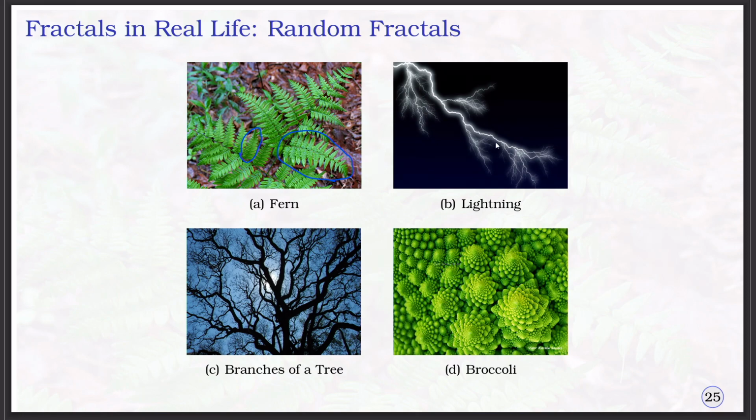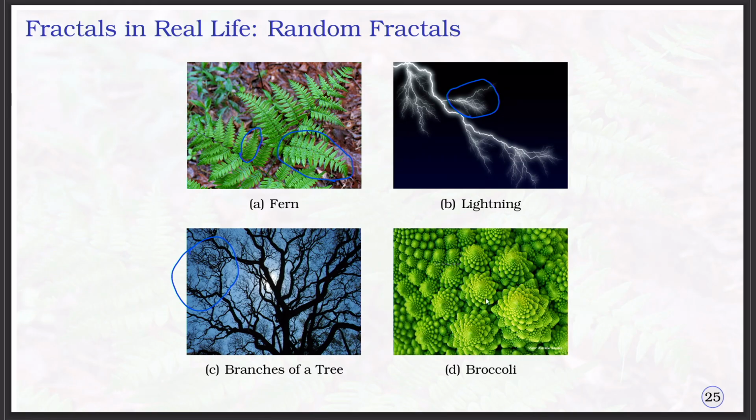Whereas if you come to the lightning, we may take this part, and if you compare it with the whole, it approximately resembles the whole thing. Therefore, this is also an example of approximate self similarity. And here, branches of a tree, maybe we can take this branch. Here this branch approximately resembles the whole thing. Therefore, this is also an example of approximate self similarity.